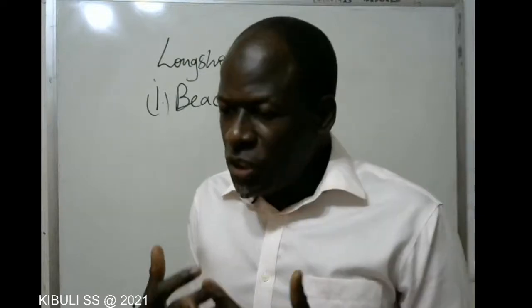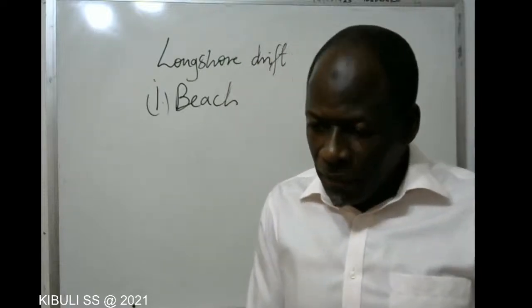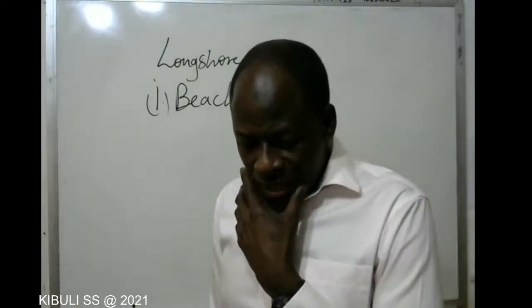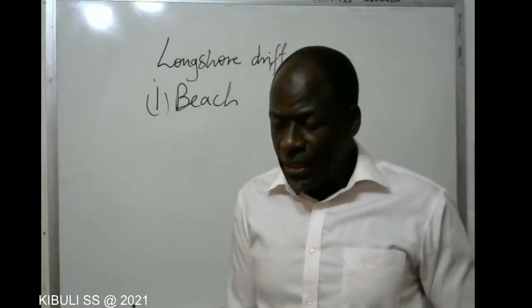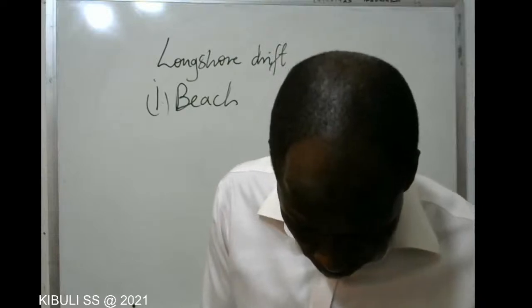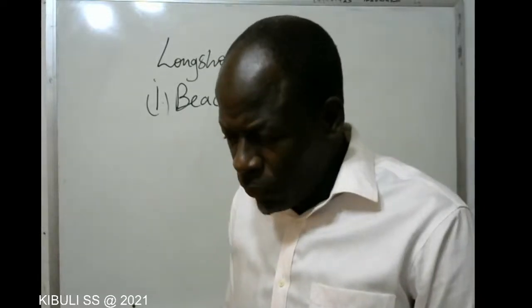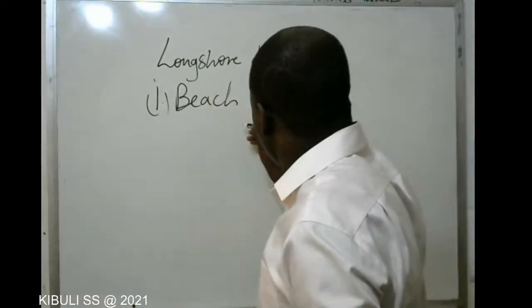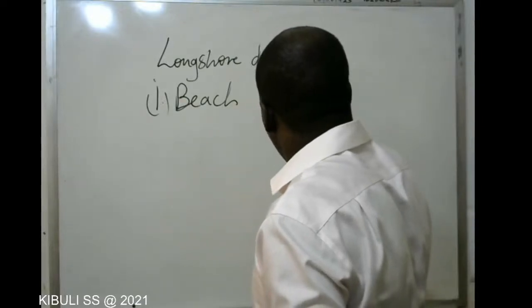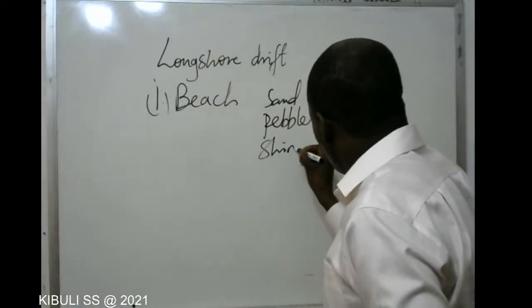Now, those places along the shores of Lake Victoria are covered by sand. But not only sand. When you get there, you discover that within this sand there are even other materials. So we have sandy particles, we have pieces of rocks that we shall call pebbles, and we also have materials called shingle.